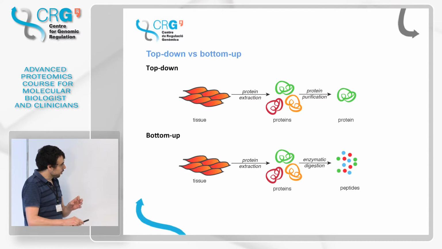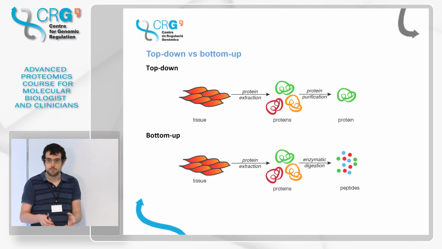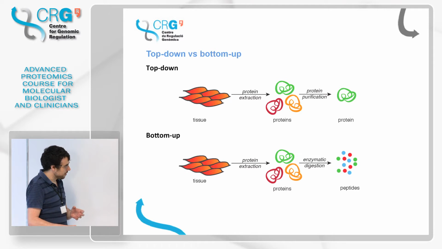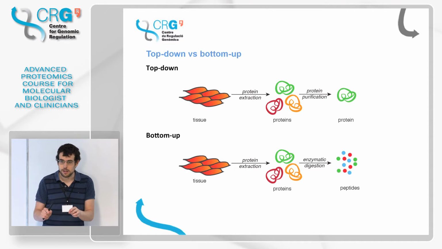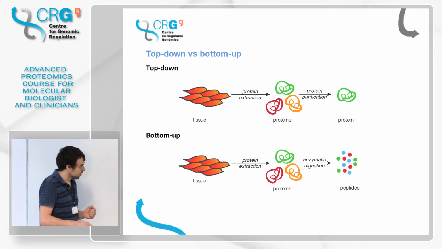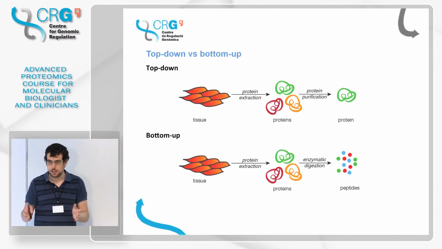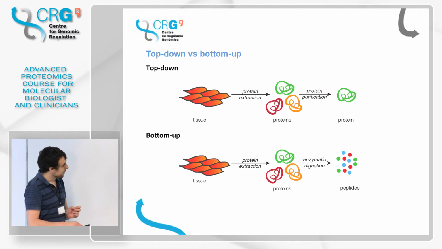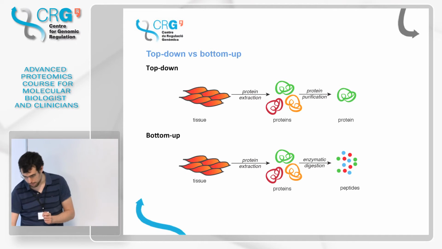Okay? In contrast, in bottom-up, we again start with tissues or cells. We do the protein extraction, and then to try to simplify the analytical problem, we homogenize this, or we digest these proteins into peptides, which are molecules that are more homogeneous between them than different proteins, right? So somehow we try to control the variability of the analytes that we want to measure. So in top-down we analyze intact proteins. Here we analyze peptides in bottom-up.